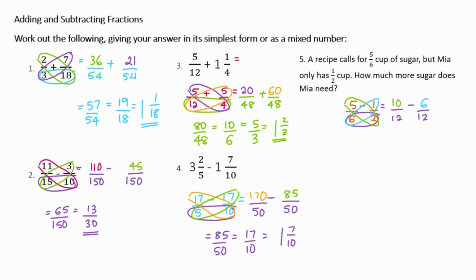So 10 take away 6 gives us 4 and the denominator remains 12. We can simplify this using our 4s. So 4 divided by 4 is 1 and 12 divided by 4 gives us 3. So Mia needs a third cup more for this recipe.